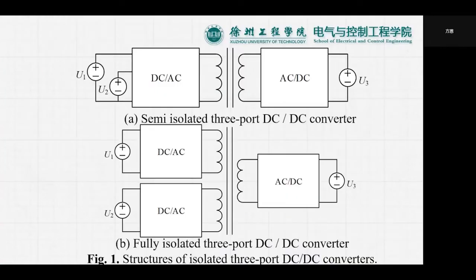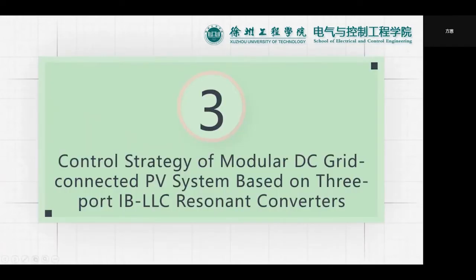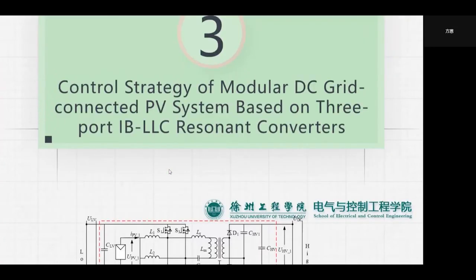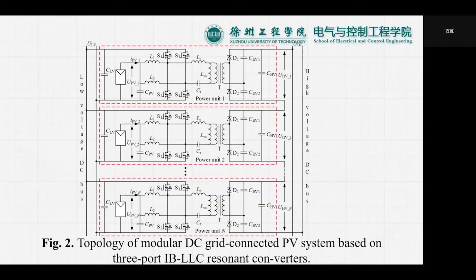The structure of the semi-isolation and full isolation type 3-port DC-DC converters is shown in Figure 1. The 3-port IBLLC resonant converter is used as the basic converter unit in the modular photovoltaic DC grid-connected system studied in this paper. The structure is shown in Figure 2. The input port of a single converter is connected with the photovoltaic module to form a basic power unit. The two-way ports of all converters are connected to the low-voltage DC bus in parallel, and the output ports are cascaded to the high-voltage DC bus.